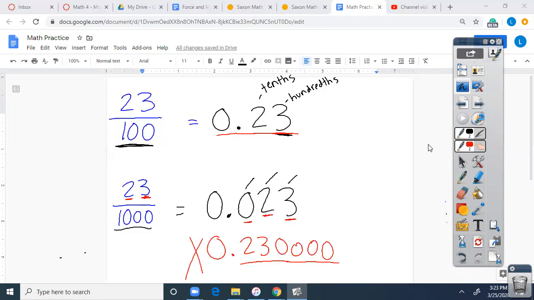Because 23 hundredths is about 1/4 of them, but 23 thousandths is a lot less than 1/4. Okay, so I know this is a difficult concept, but this is just a review. You will see something like this on your test on Friday.